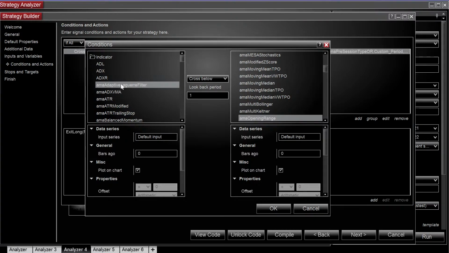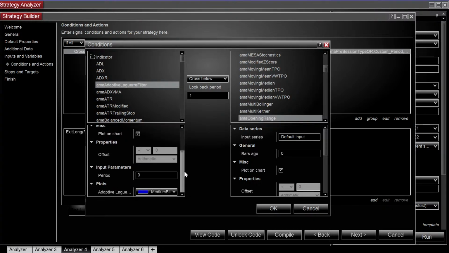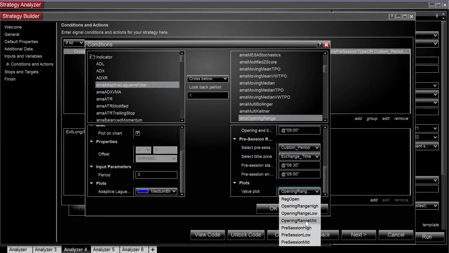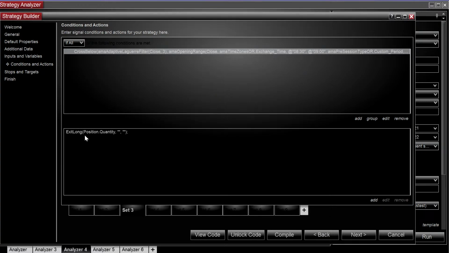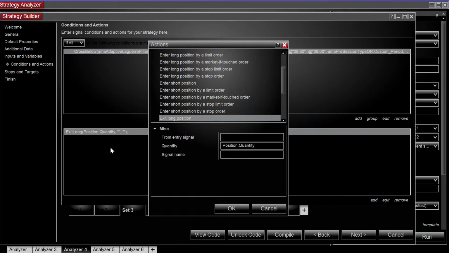We have the adaptive Laguerre filter set to 3. Cross below the opening range midline. In the action, exit long position, once again, strategy, current position size.